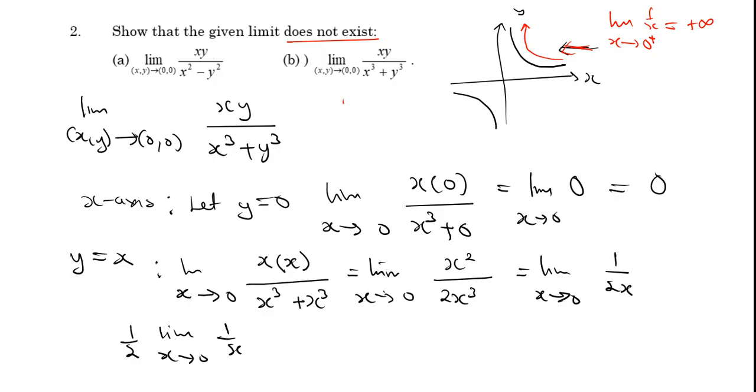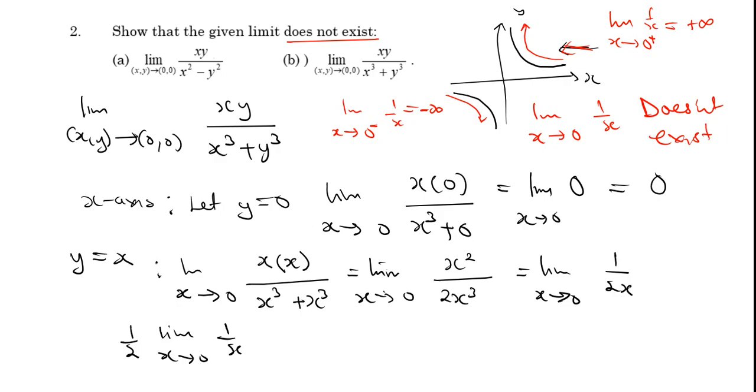If I approach from the other side, the limit as x goes to 0 from the negative side of 1 over x gives me negative infinity, because this goes to the negative. So you see that as I'm approaching, the limits are actually different. If the right-hand limit and the left-hand limit are different, it means that the limit at that point, the limit as x approaches 0 of 1 over x, does not exist.